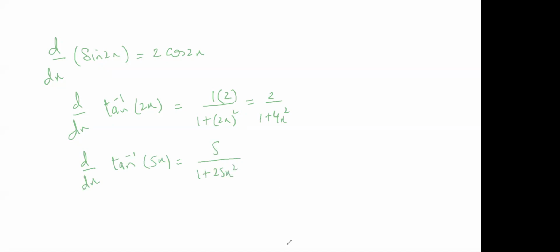Similarly, suppose you want to differentiate tan inverse of k minus 2x. So the derivative of k minus 2x is minus 2, over 1 plus (k minus 2x) whole squared.